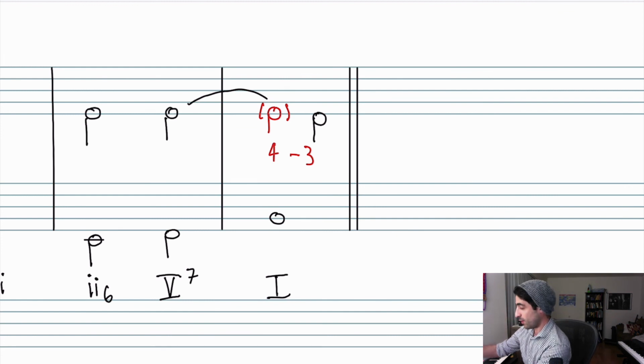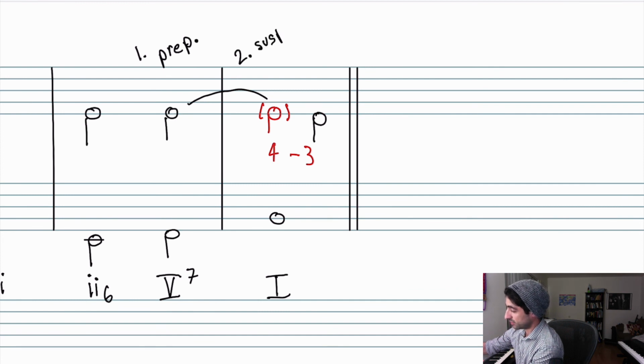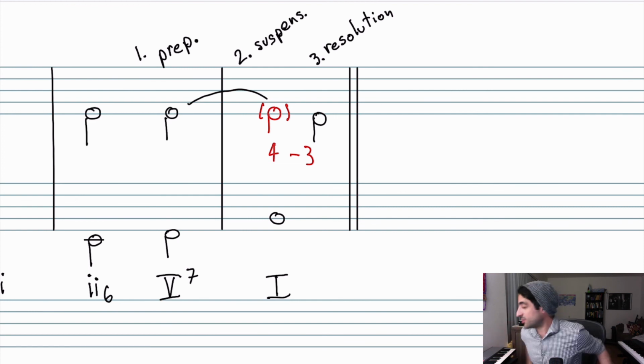The first one, when we first introduce that note, since a suspension needs to be prepared, meaning that the note that is suspended needs to be part of the chord before, we call this the preparation. It would be step number one. Then the second stage would be the actual suspension. And the third step would be the resolution. So this is all you need to know about suspensions for now.